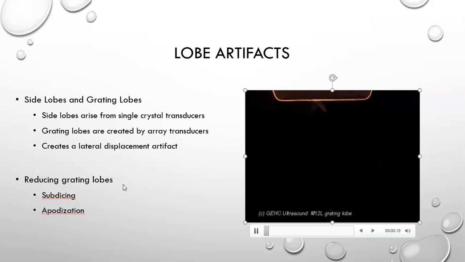So side lobes arise from single crystal transducers. Grating lobes are created by array transducers. This causes a lateral displacement artifact. This is a beam going off in the wrong direction.